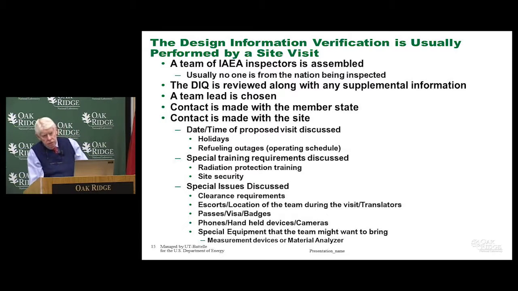Generally, the process goes as follows. After the evaluation and the DIQ have iterated between the owner and the agency to the point where they feel they now have an adequate set of information, a team of IAEA inspectors is assembled. In many cases, and almost always, this does not include inspectors from the country being inspected. The DIQ then is reviewed by each of the inspectors. They may split up the task because there's a lot of information. Many of them may be specialists in certain areas.